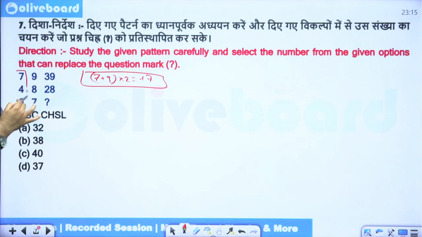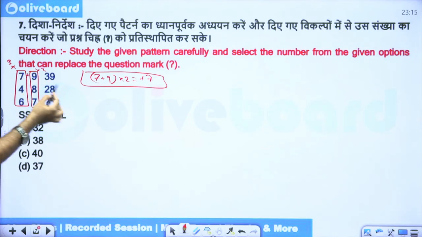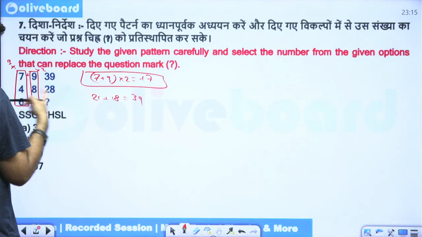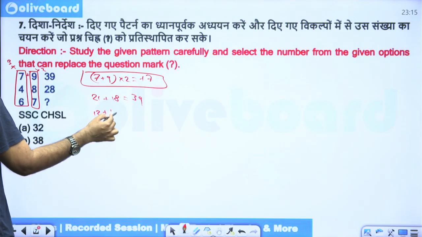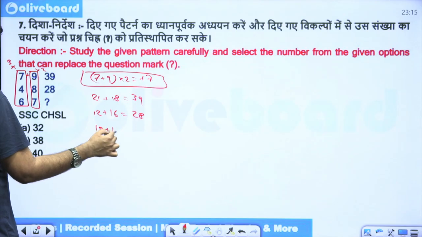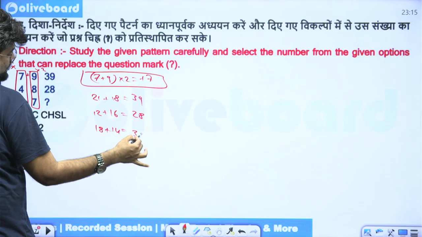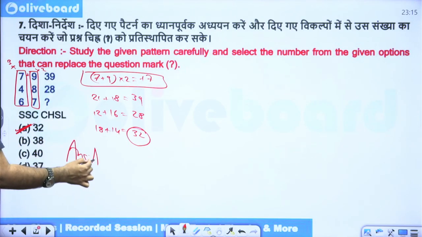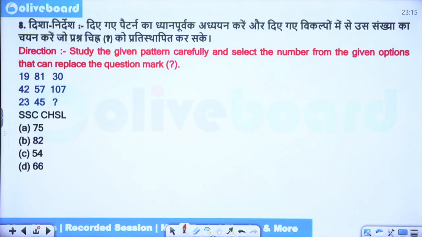I can multiply this whole column by 3. I can multiply this whole row by 2, and then I can simply add them. So what do I get? I get 21 plus 18. That's 39. Okay. I will get 12 plus 16. That's 28. So I will add 18 plus 14. So I'll get how much? 32. Okay. Next.